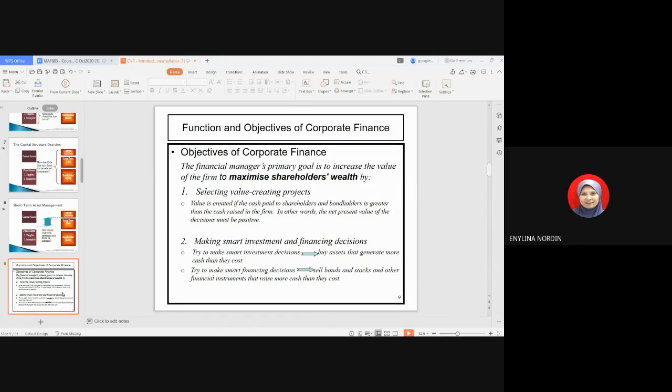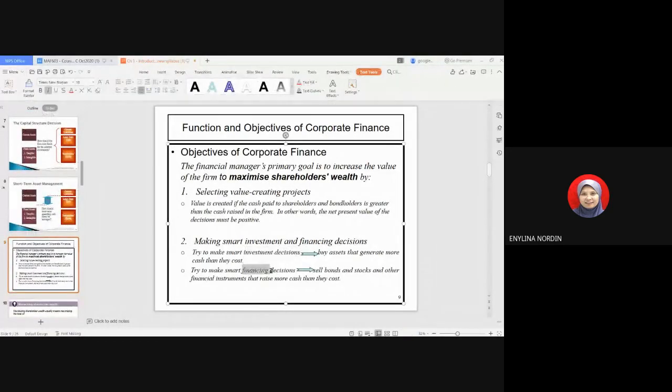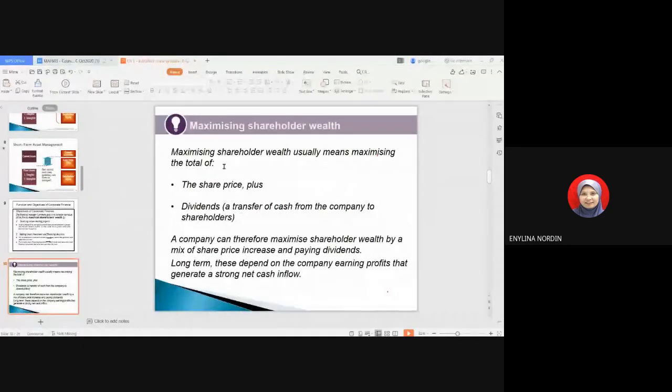So as long as your investment decision and financing decision increase the firm's value, then you are considered to be making a smart decision for your shareholders. So maximizing the shareholders' wealth has a guideline to show you whether you have done your job properly, and that is that you can see it from the share price.